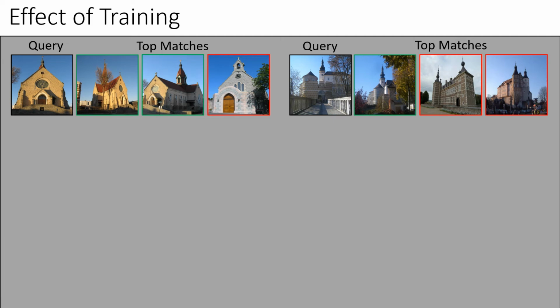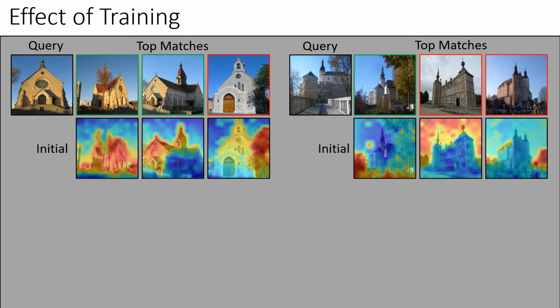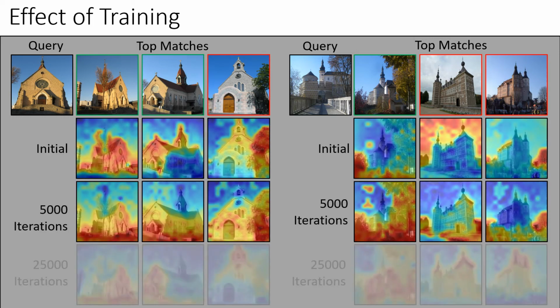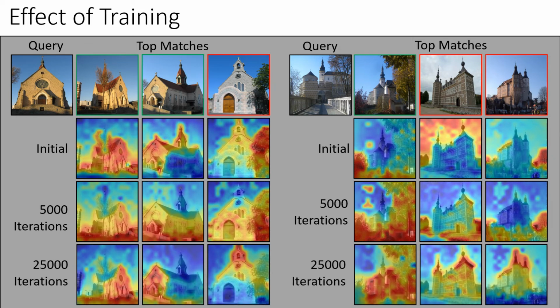We can also see how the image similarity maps converge over the course of training. Pictured here are 2 example queries and their top 3 matches, with a green border indicating a correct retrieval. The similarity maps of the retrieved images converge from being spread out all over the image at the beginning of training to only highlighting the regions that are visually similar with the query by the end.